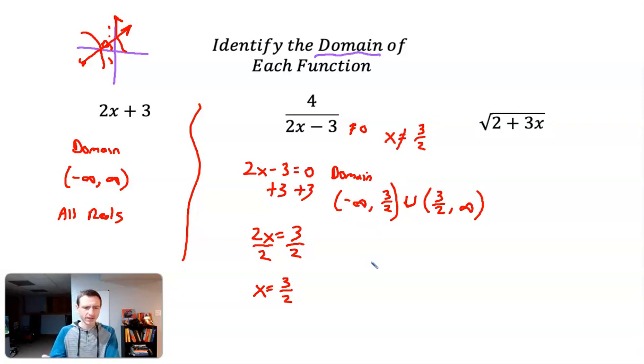And then if you wanted to investigate this a little bit more, you can graph it, see what's happening at 3/2. But that would just be an asymptote at x equal to 3/2. Okay.